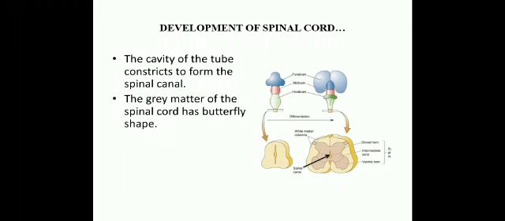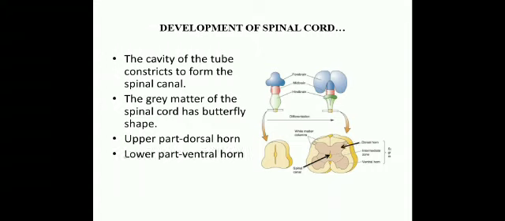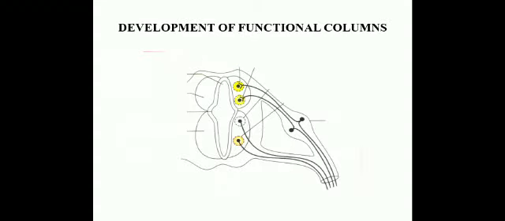The grey matter of the spinal cord has a butterfly shape. The upper part gives rise to the dorsal horn, the lower part to the ventral horn, and in between these two, the intermediate zone is present between the dorsal and the ventral horn. When you take a cross section, the cavity of the neural tube appears like a vertical slit.